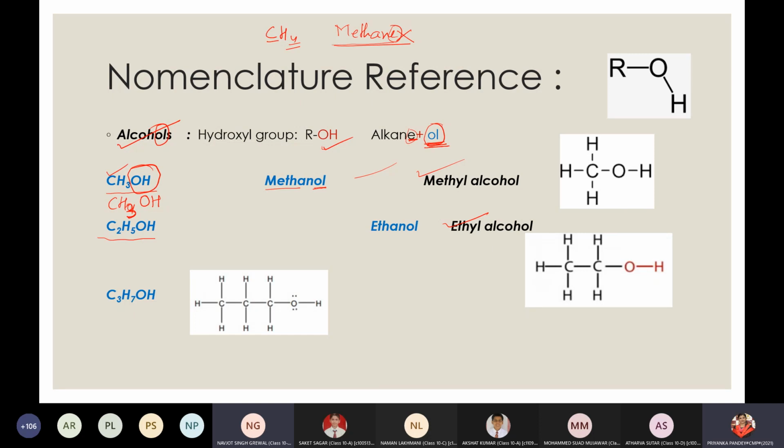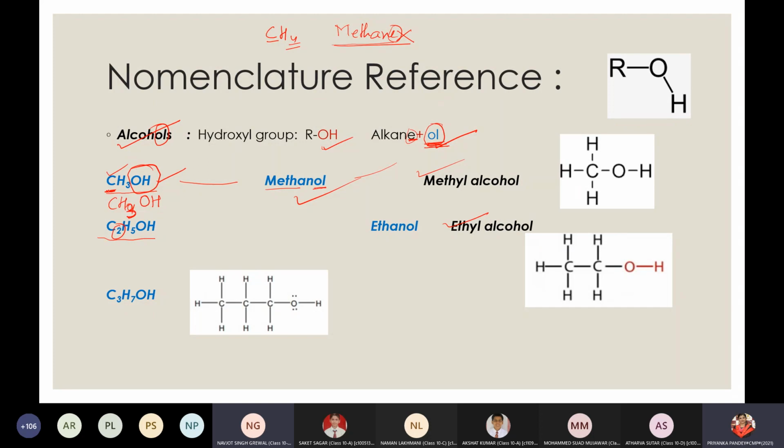So let's take the first one, meth, CH3, and OH is present. The name will end with OL. So the name of this alcohol, which has 1 carbon atom, will be methanol, right? The second one, you can see it is C2H5.